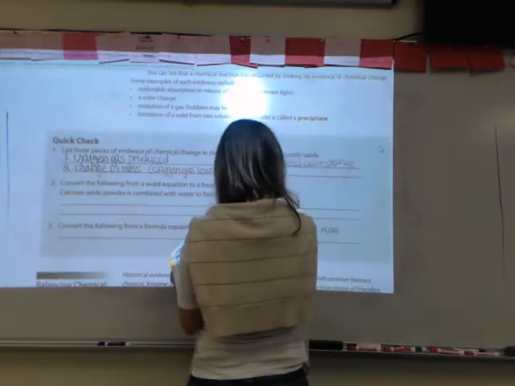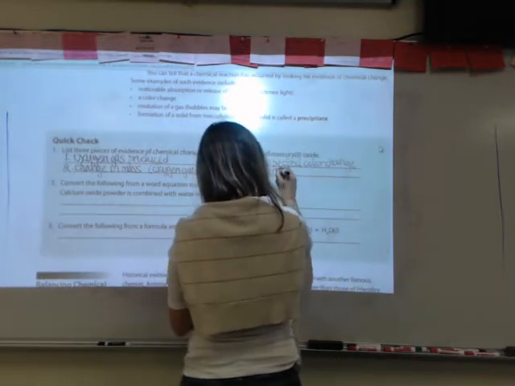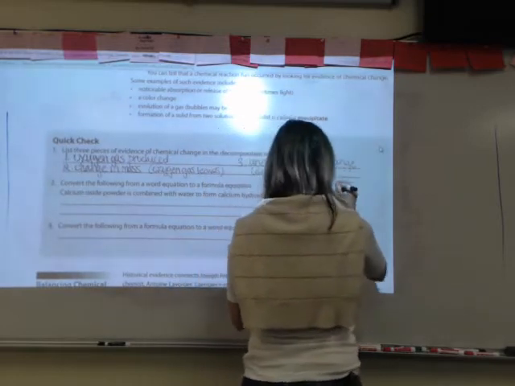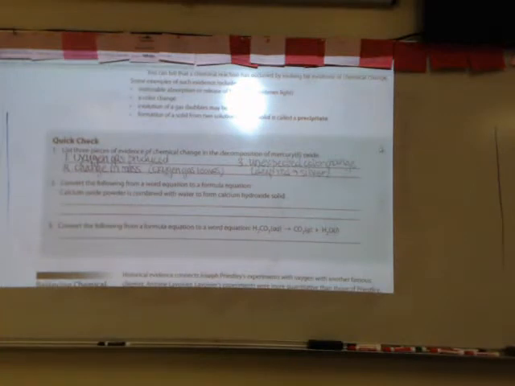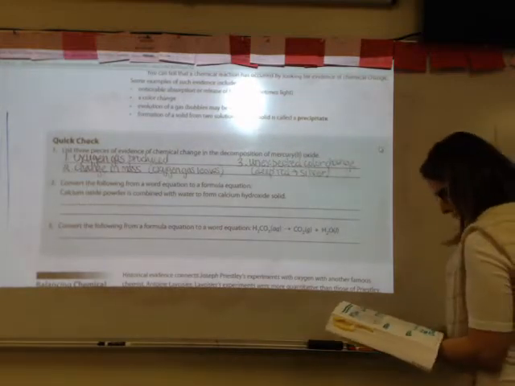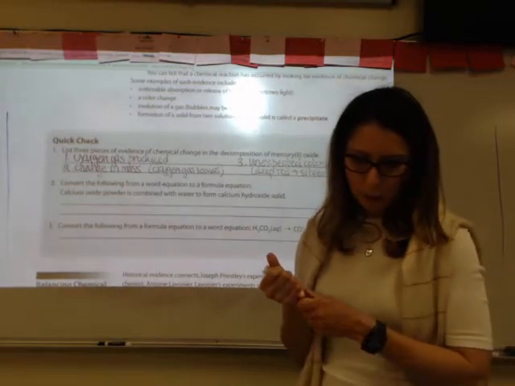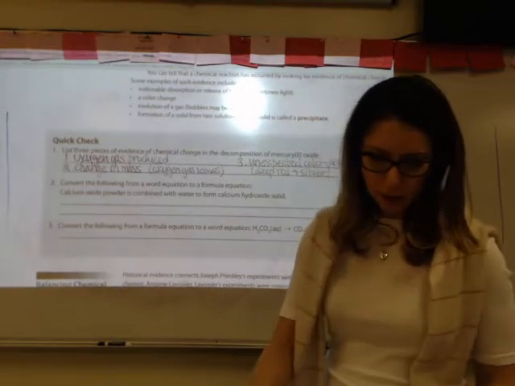You went from the deep red color to the silver color. Number 2, convert the following from a word equation to a formula equation. Calcium oxide powder is combined with water to form calcium hydroxide solid.